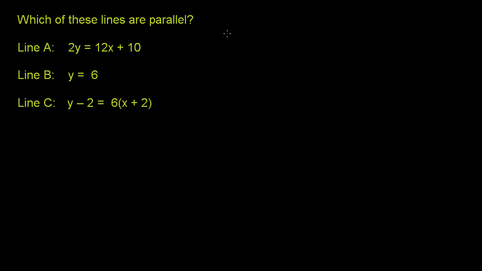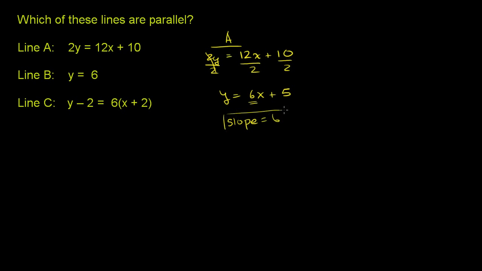So let's do line A. Line A, it's 2y is equal to 12x plus 10. We're almost in slope-intercept form. We can just divide both sides of this equation by 2. Let's divide all the terms by 2. We get y is equal to 6x, right? 12 divided by 2. 6x plus 5. So our slope in this case, we have it in slope-intercept form. Our slope in this case is equal to 6.